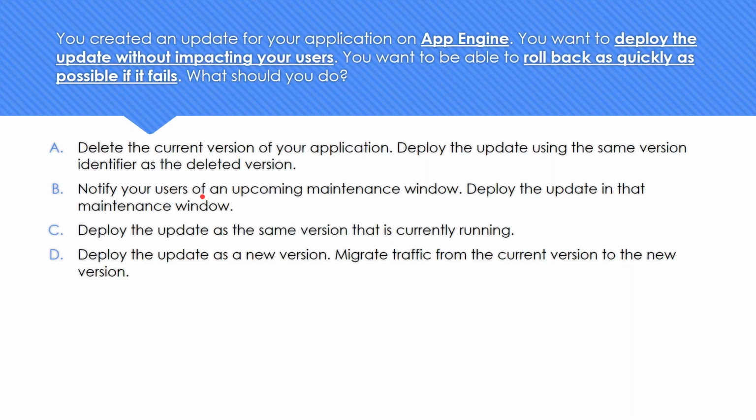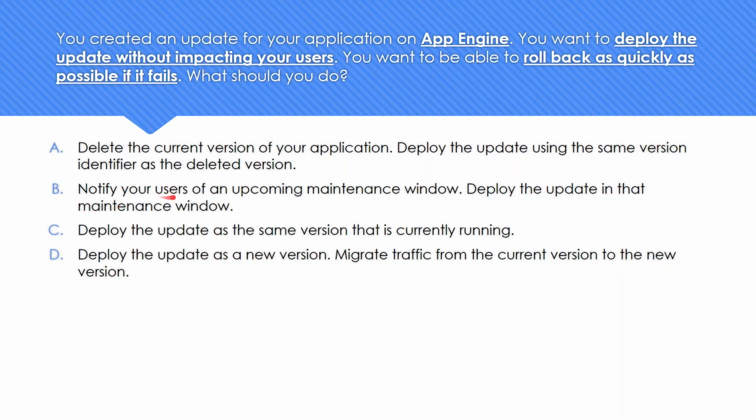So good. As most of you mentioned, I'm going to say the answer later, but let's look into the options, folks. Option A: delete the current version of your application in production, then deploy the update using the same version identifier as the deleted version. If you do this, what's going to happen? What is the problem you are going to face? Rollback won't be possible, as Anil B mentions. Yeah, you'll not be able to roll back.